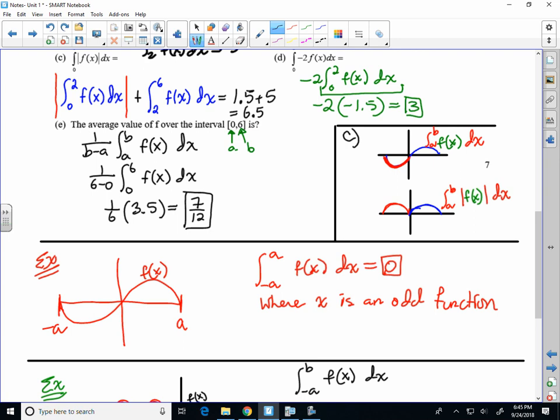This is telling us per 6 units, we would have 3.5, whatever the units of area are. But by finding the average value, it's telling us what it would be per single unit. And there's a place for that in context. Right now, we're just learning the skill, or really reviewing the skill. Because in theory, this is all stuff you learned in Calc 1, right?